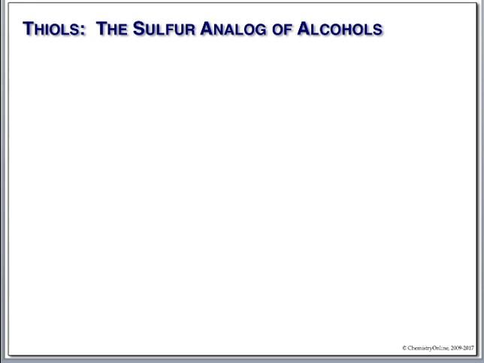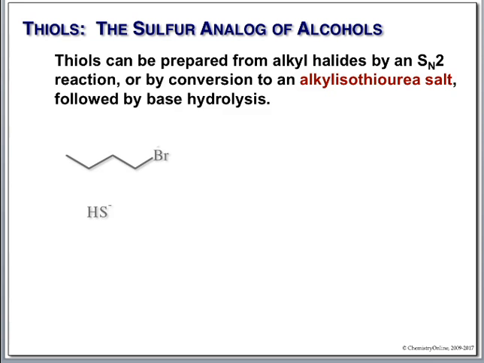To make thiols, very simply, you can do it by an SN2 reaction. Sulfur is a wonderful nucleophile. As you go down the periodic table, the nucleophilicity increases. Much better than oxygen. Simple SN2 attack, and you make your thiol. Very, very simple.